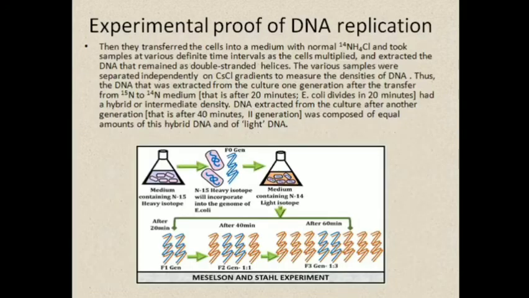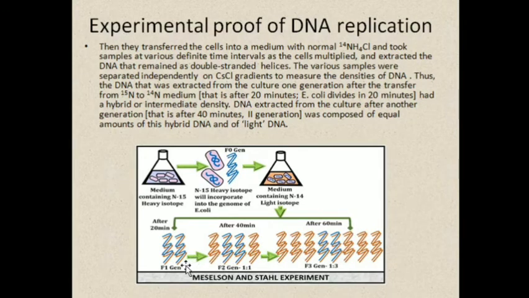So what was the experiment? In this experiment, this E. coli was grown in N15 medium, a medium containing heavy nitrogen, for many generations, so that the DNA of this bacterium had N15 incorporated in it. DNA has nitrogenous bases, and the nitrogen in the bases was heavy nitrogen. Then the bacteria were grown in a medium containing N14, and after 20 minutes they were centrifuged. Again after 40 minutes they were centrifuged, and after 60 minutes they were centrifuged.